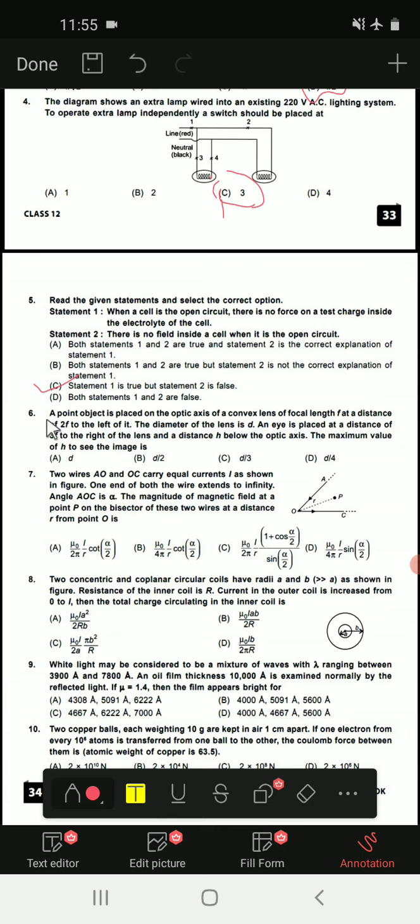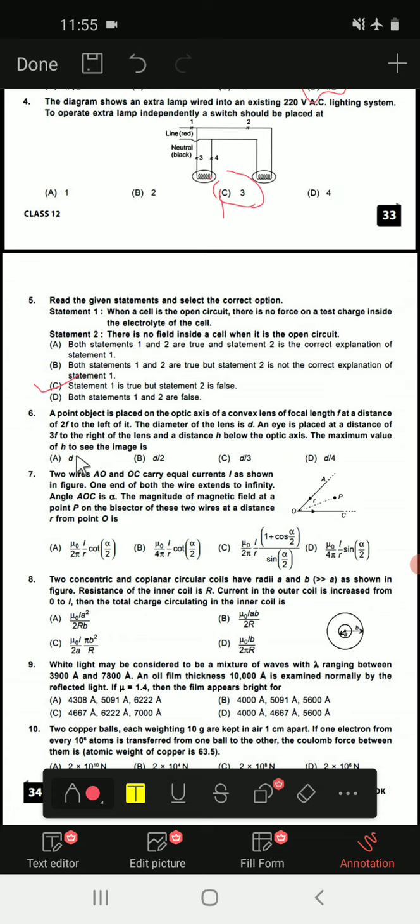After that, we have question number 6. In question number 6, a point object is placed on the optic axis of a convex lens of focal length f at a distance of 2f to the left of it. The diameter of the lens is d, and the image is placed at a distance of 3f to the right of the lens and at a distance h below the optic axis. The maximum value of h to see the image is either option A, B, C, or D.